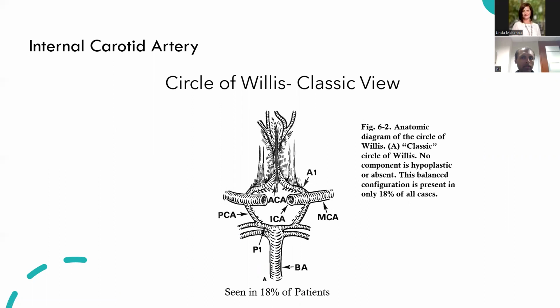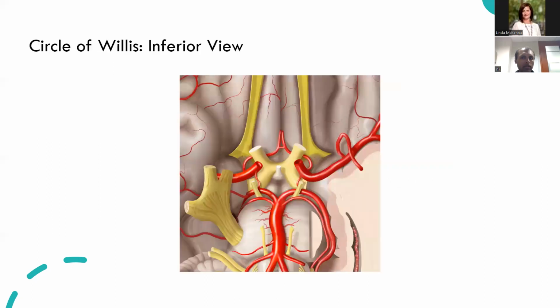And so typically you'll see a dominant posterior cerebral artery, and or a dominant anterior cerebral artery. As noted, the majority of the circle is never balanced in cases.